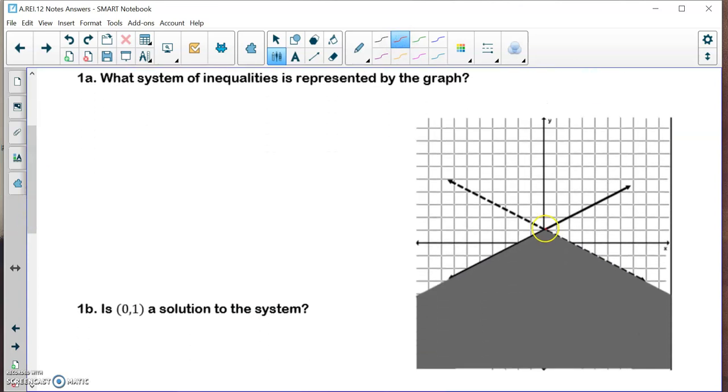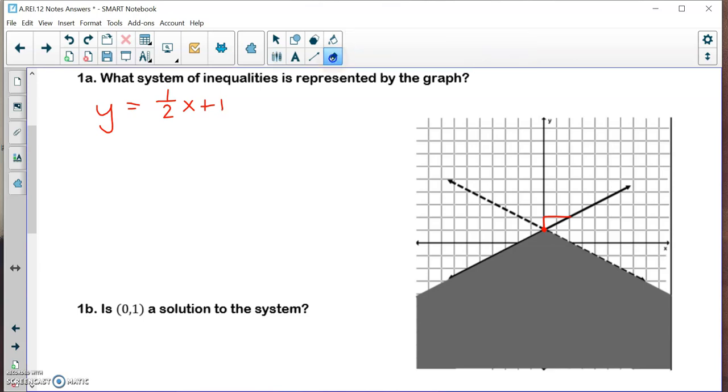Well, my y-intercept is 1. My slope is up 1 and over 2, so my slope is 1/2. So right now I have y is equal to 1/2 x plus 1. But remember, we're not writing an equation because this is a system of inequalities. So I am going to change the equal to sign. And since it's a solid line, there will be an equal to sign within my inequality.